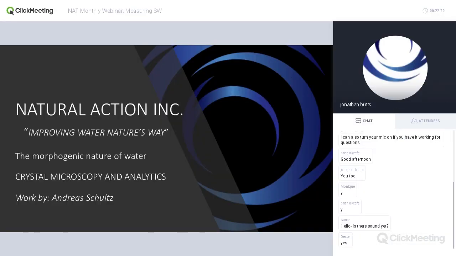All right, today's topic is going to be about crystal microscopy and analytics, a different way of measuring water. Water is a hard substance to get a linear reading on. It's so diverse, it does so many things. It's simple on one hand, but it's extremely complex on the other.